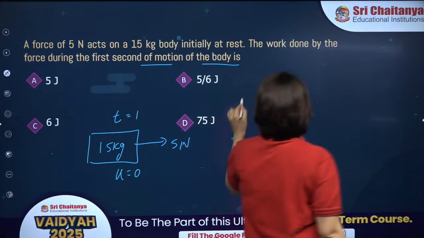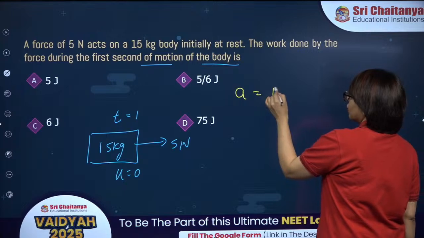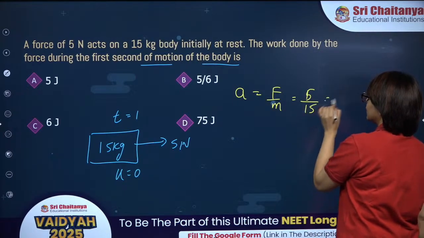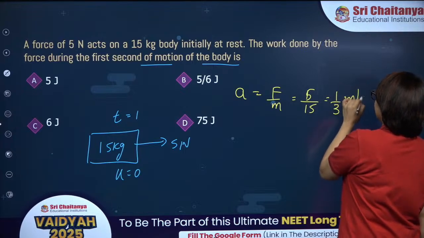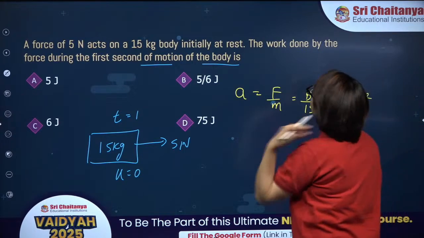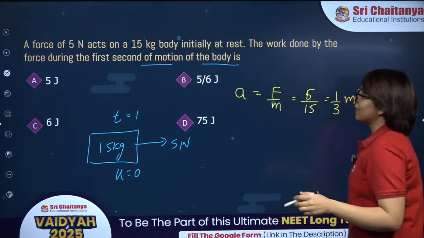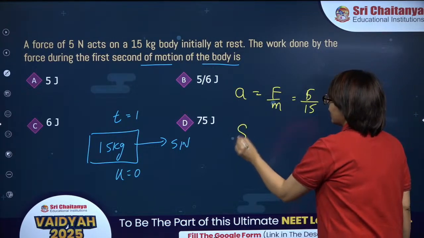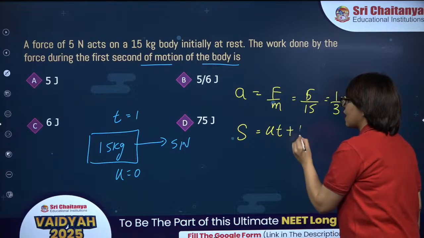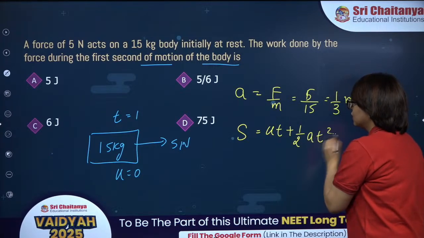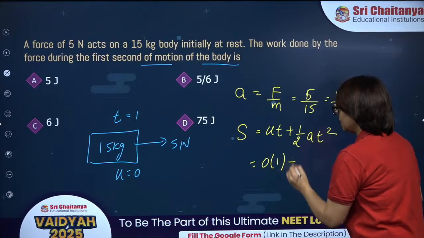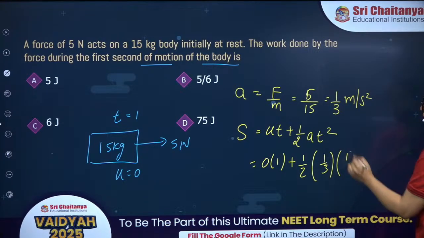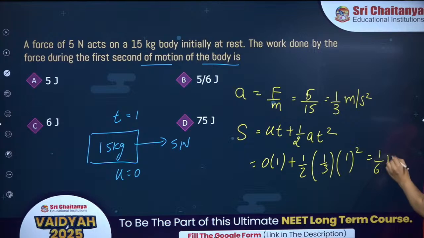Alright, acceleration is force upon mass, which is equal to 5 divided by 15, which is 1 by 3 meter per second square. Now, we have acceleration, we have time, initial velocity. So, can we find displacement? S is equal to ut plus half at square. So, u is 0, time is 1, plus half a is 1 by 3 into t square, which is 1 square. So, displacement is 1 by 6 meter.